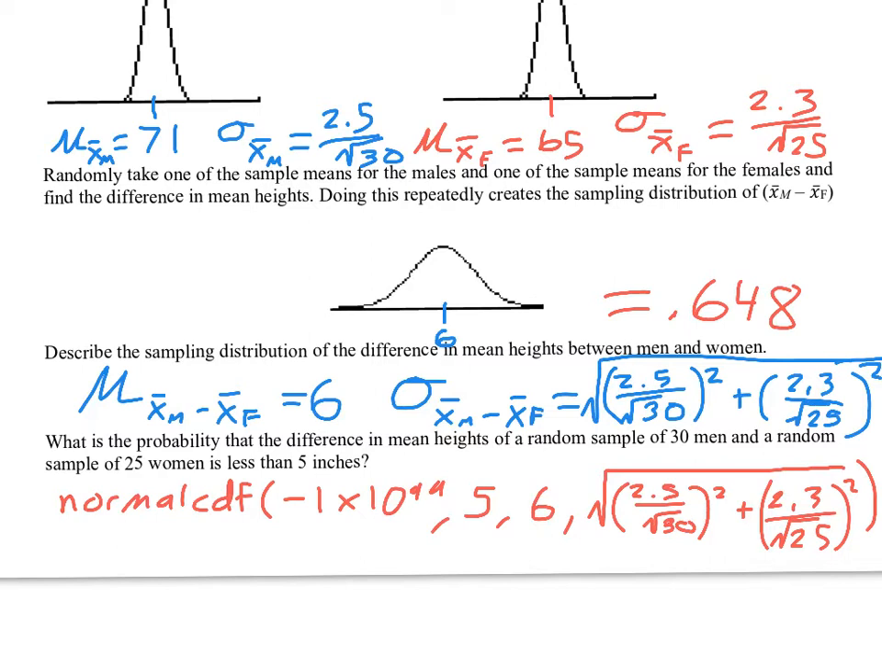Okay, I don't want to mess up, so I'm just going to write 0.648 under sigma. So this probability is 0.0614.